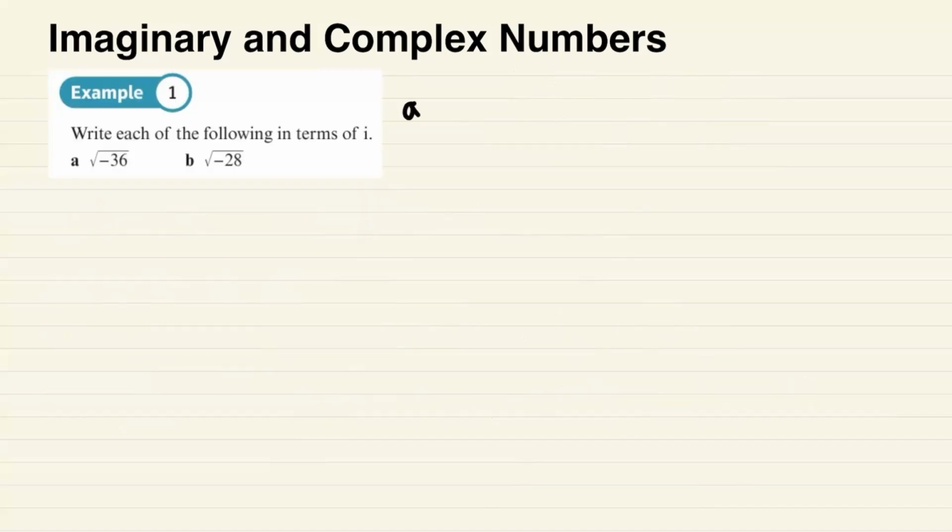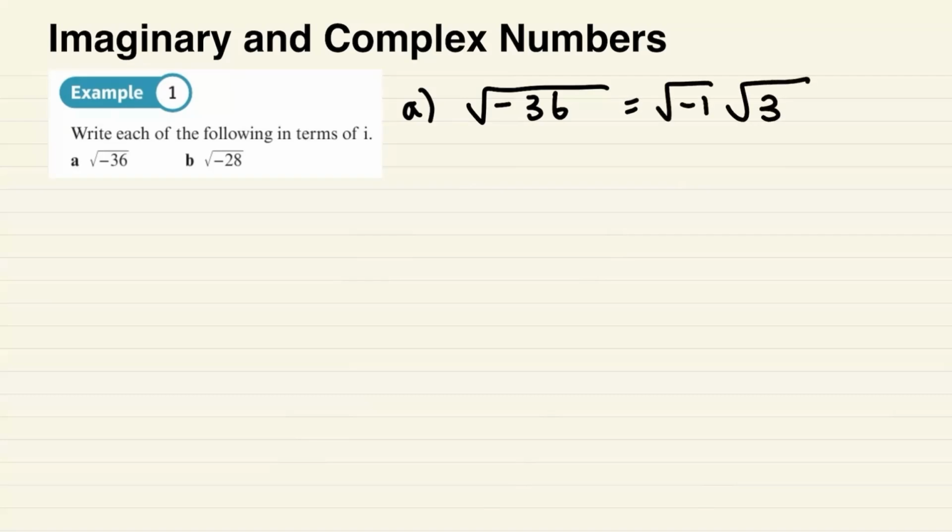Let's have a look at example number 1. Part A. We need to simplify the square root of -36. This is the square root of -1 times the square root of 36. This simplifies down to 6i.